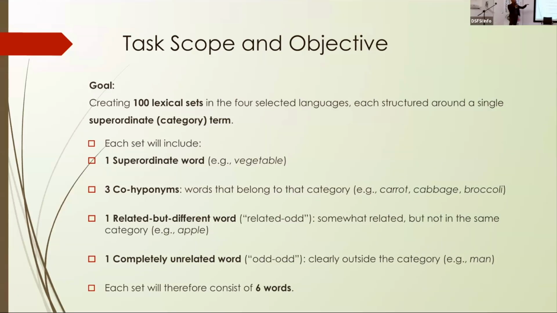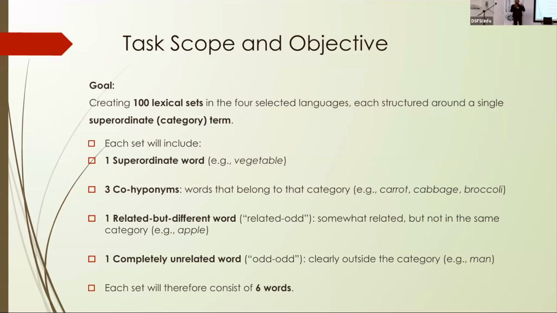Following that, we came up with cohyponyms, or hyponyms, of the superordinate term. The cohyponyms are words that fall under the category that is mentioned, so examples would be words like carrot, cabbage, broccoli, and so forth. Meaning that already we have 4 words, and then the other 2 categories are one related but odd word, followed by a completely unrelated word.